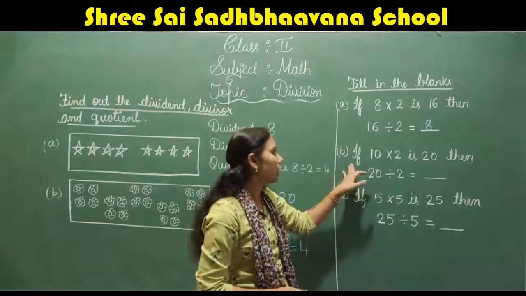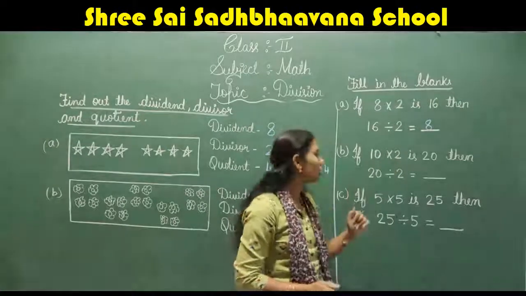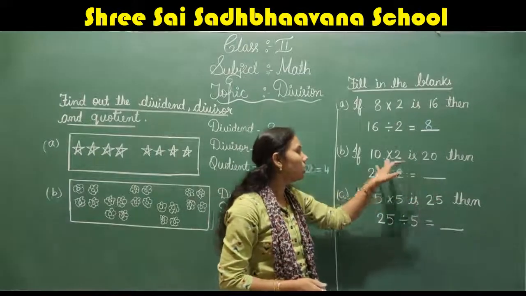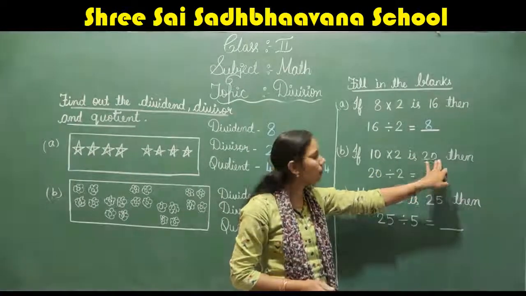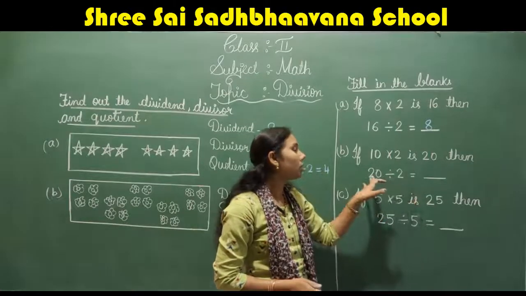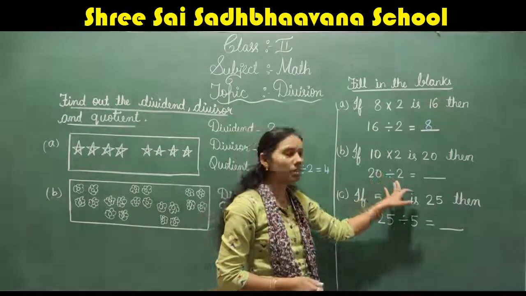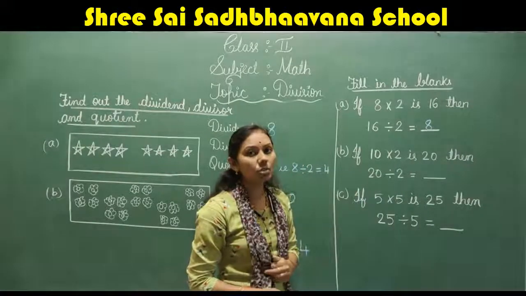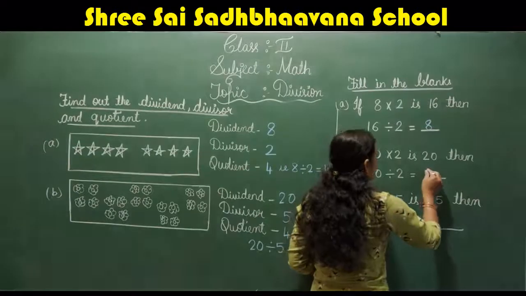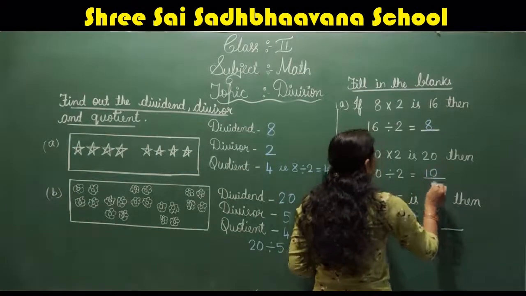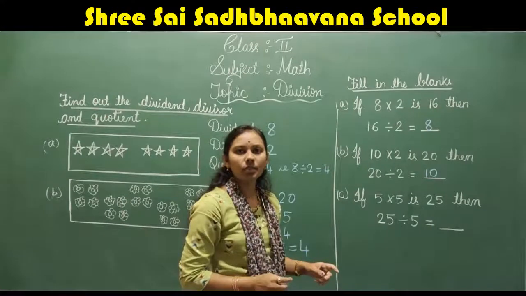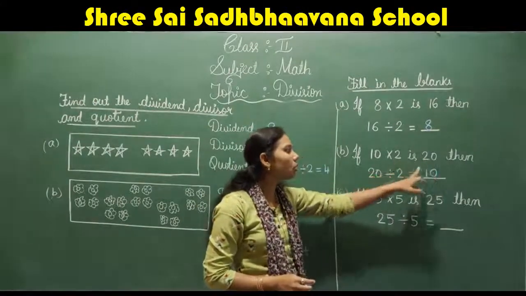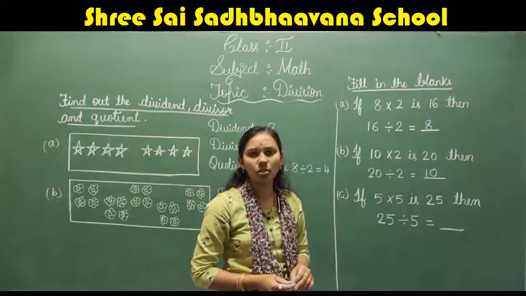Got it? Next, if 10 into 2 is 20, then 20 divided by 2 is how much? We have to find out. 10 2s is 20. So then 20 divided by 2. This 20 is the dividend, 2 is the divisor. How many times does it go? 10 times. That is 10 twos are 20. When you divide this 20 by 2, you'll get 10 as a quotient.